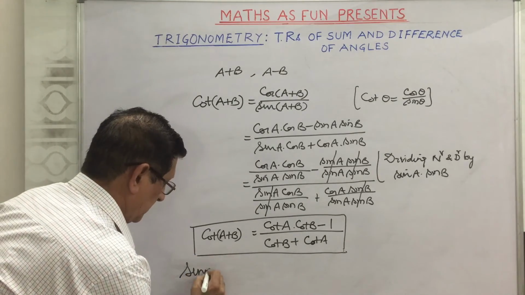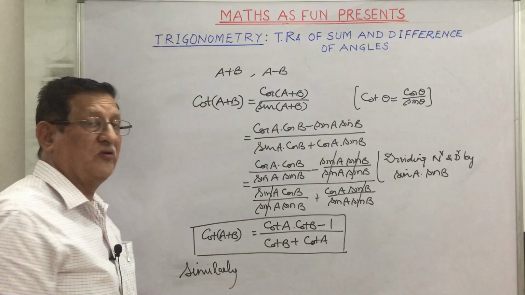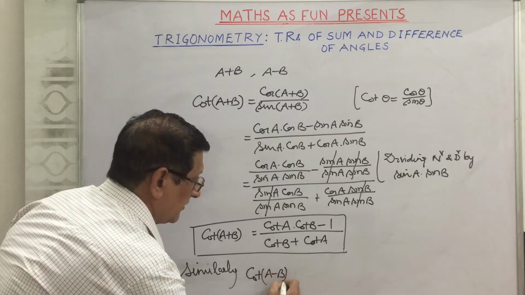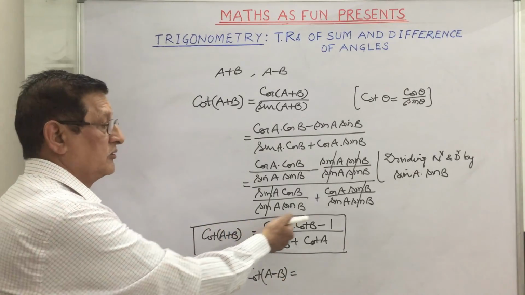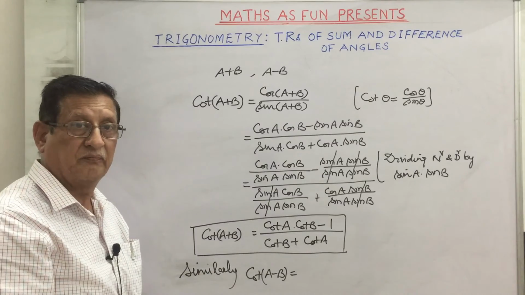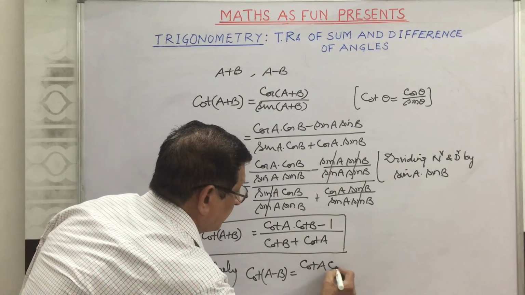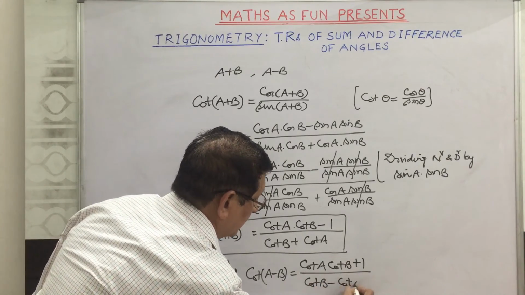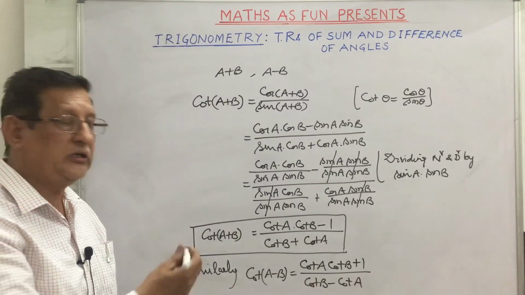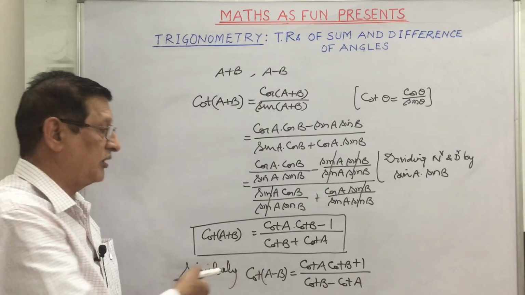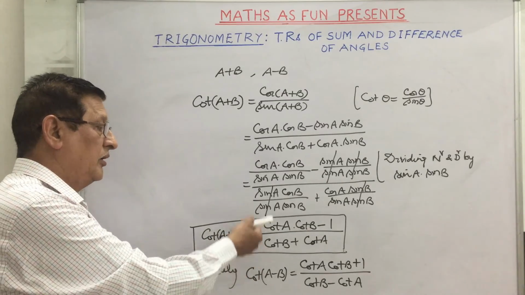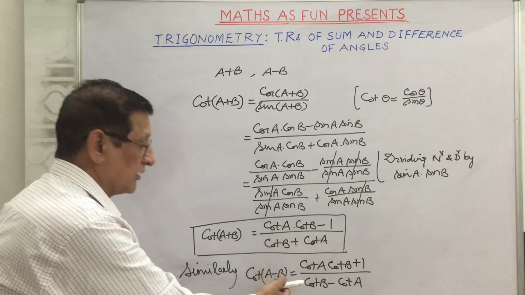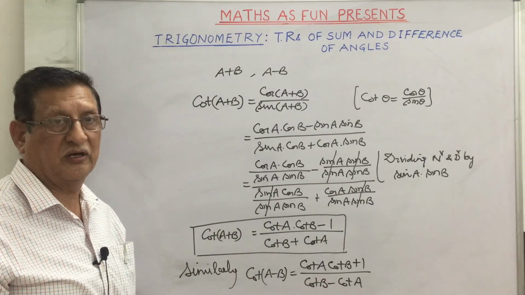Similarly, if we want to find out the formula for cot A minus B, we will find here this will be plus and this will become minus. So it will be cot A into cot B plus 1 upon cot B minus cot A. So please remember that in the formula of cot A plus B and cot A minus B, in the denominator you are finding cot B first and then cot A. Cot B plus cot A, and it is cot B minus cot A.